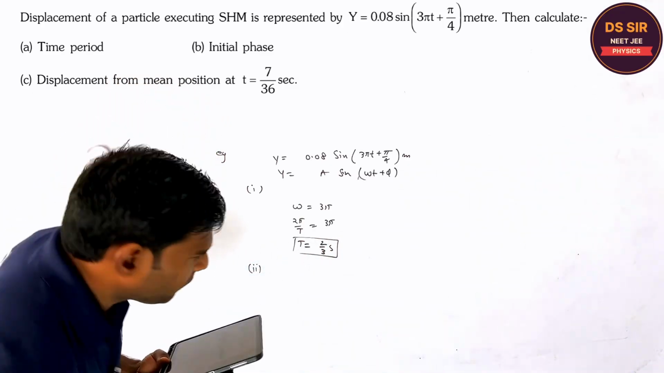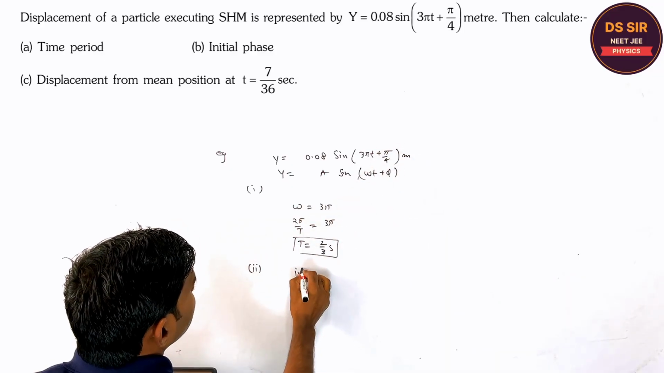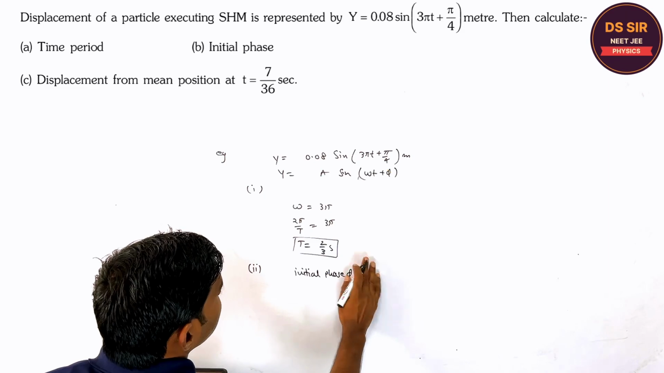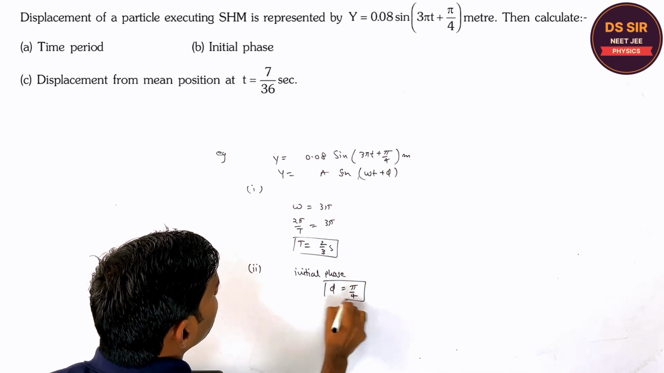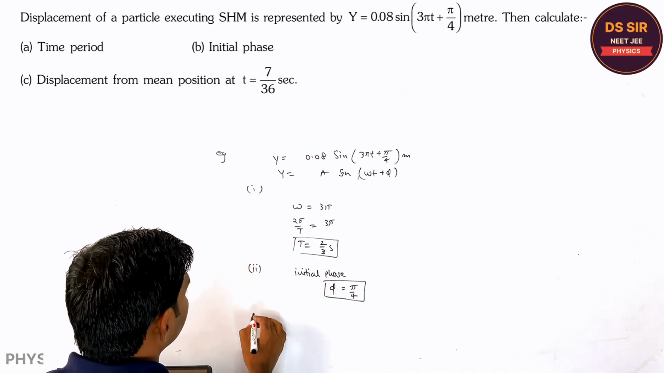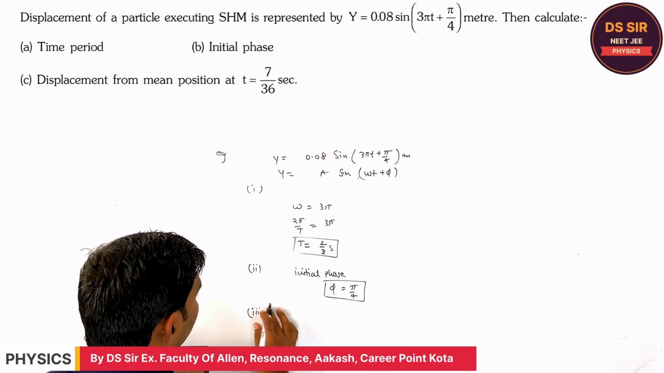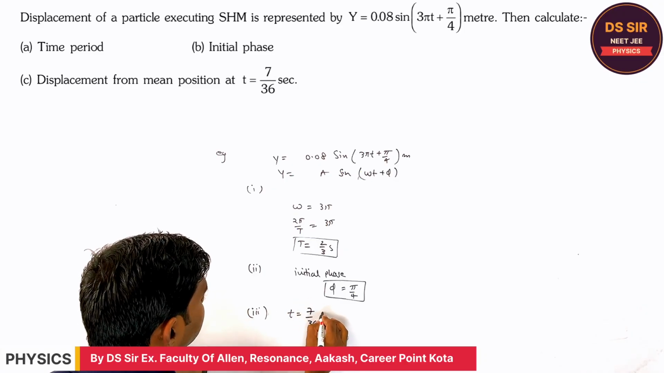And what is the initial phase, you tell? The initial phase is phi, and phi is equal to pi by 4. Is it clear or not, you tell? This is the initial phase. And what is the third part? They are asking the displacement from the mean position at t is equal to 7 upon 36 seconds.